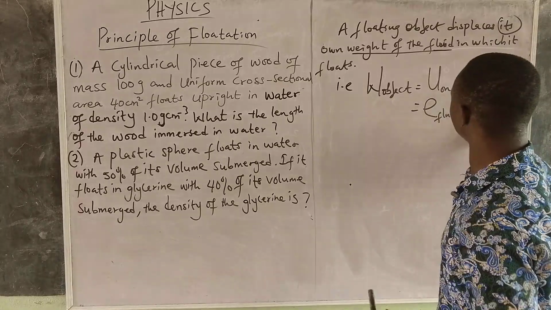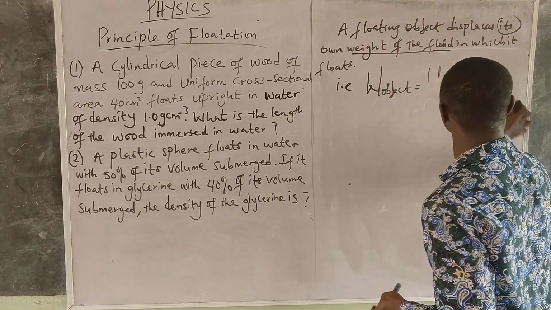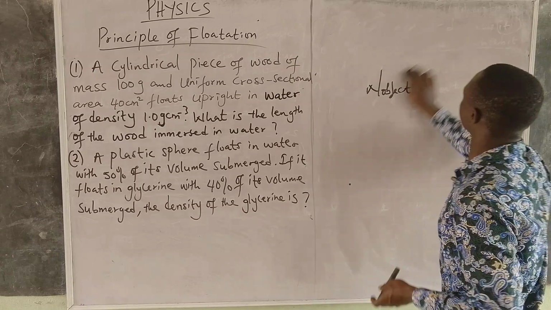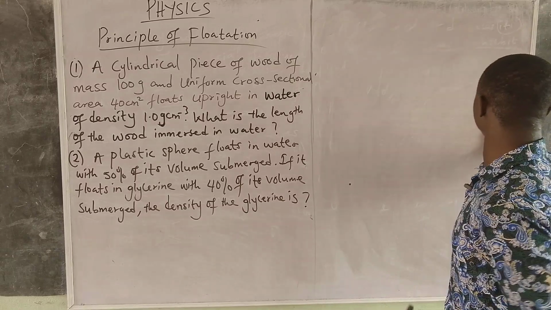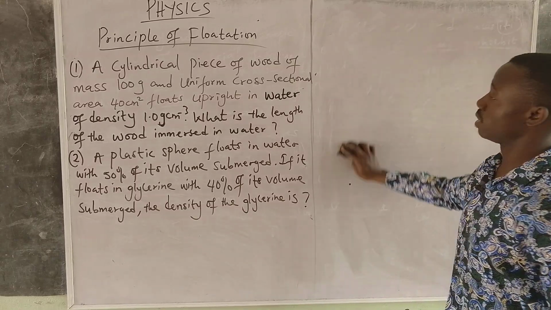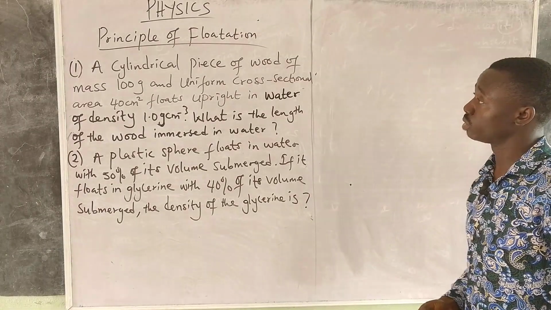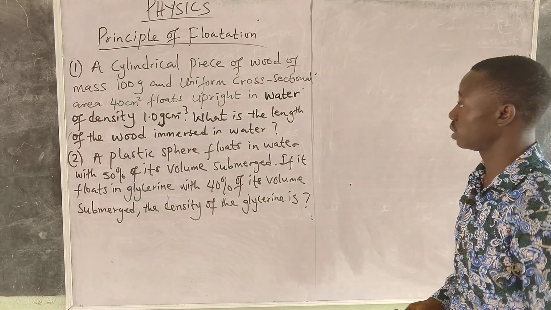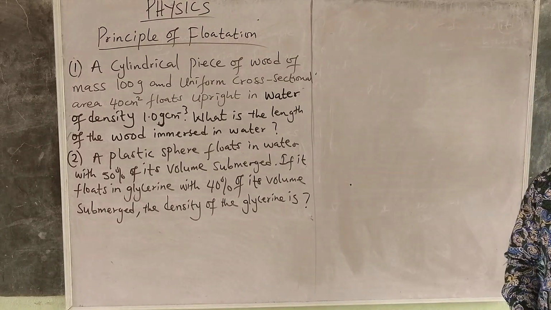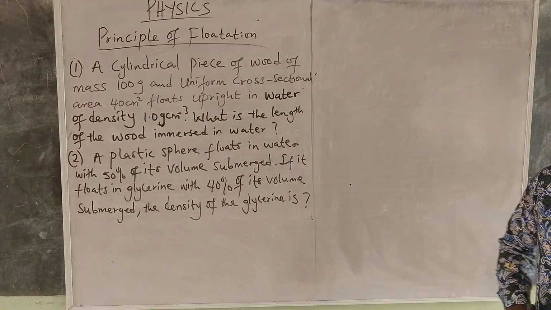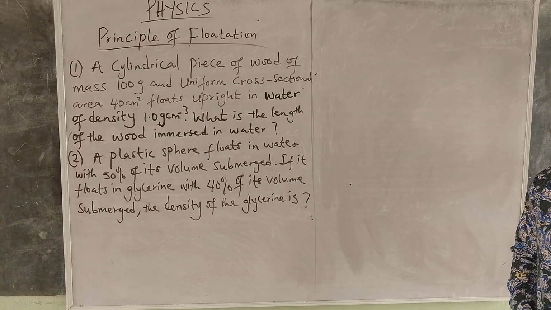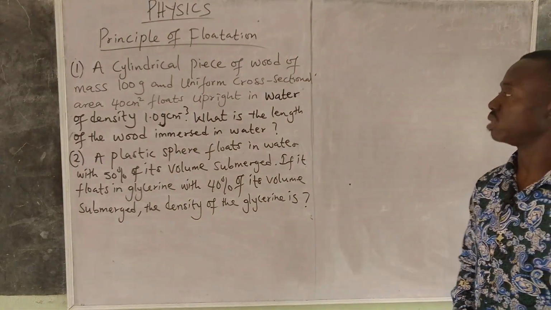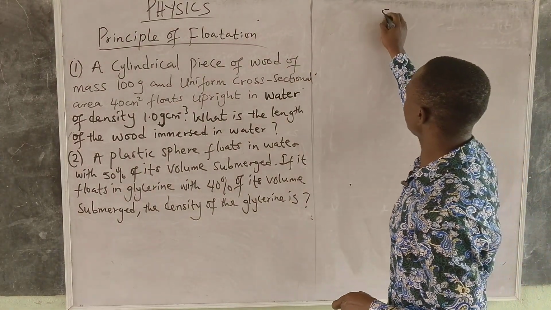So we have some questions on the board. Let's tackle these two questions on the board. The first question says, a cylindrical piece of wood of mass 100 gram and uniform cross-sectional area 40 cm squared floats upright in water of density 1.0 gram per cm cubed. What is the length of the wood immersed in water?